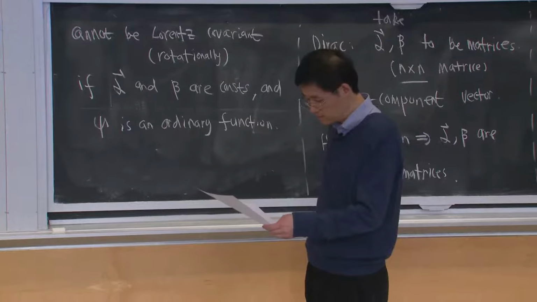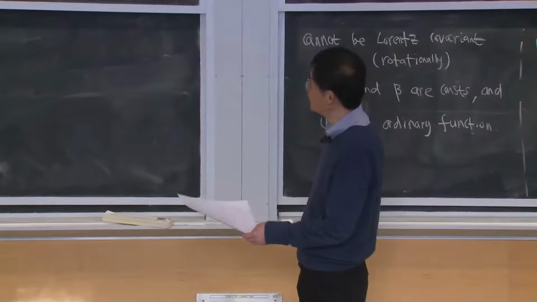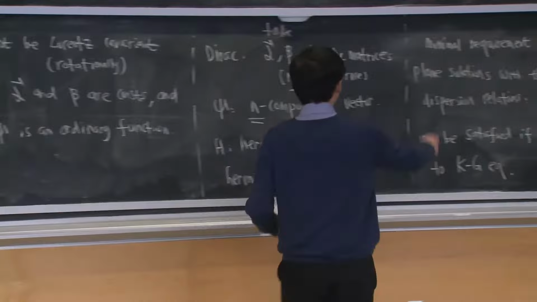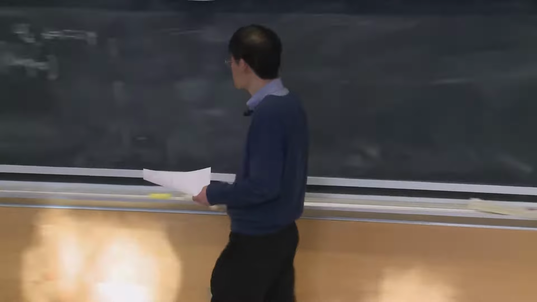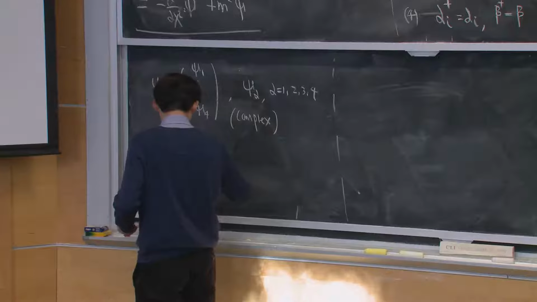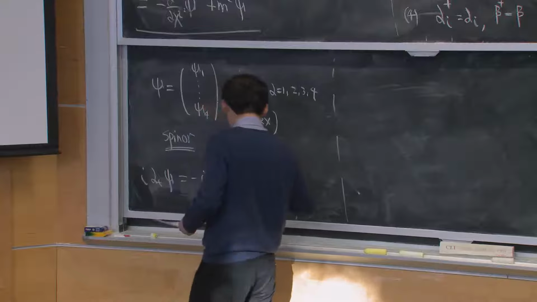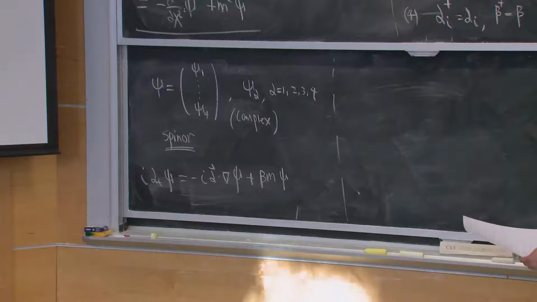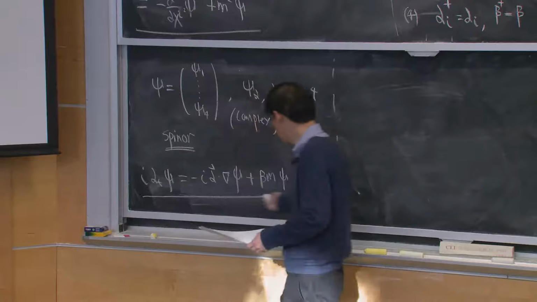Okay, so for later convenience, let's introduce a slightly different notation. Now we have this equation, of the form partial t psi equal to minus alpha plus beta m psi. Now let's multiply both sides by beta. Beta is a matrix, so this is a matrix equation.